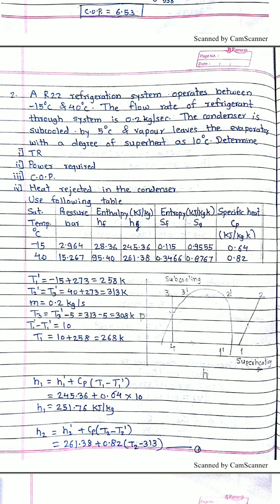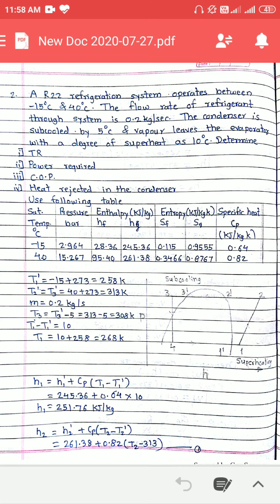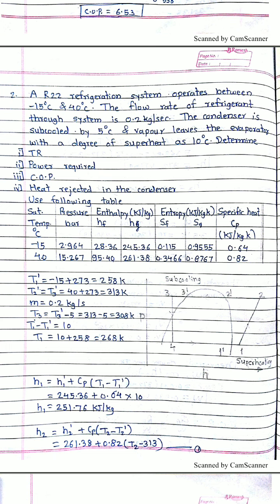Similarly, corresponding to 40 degrees Celsius saturation temperature, the pressure is given as 15.267 bar, enthalpy of liquid is 95.40 kilojoule per kg, enthalpy of vapor is 261.38 kilojoule per kg, entropy of liquid is 0.3466, entropy of vapor is 0.8767, and specific heat is 0.82 kilojoule per kg Kelvin.